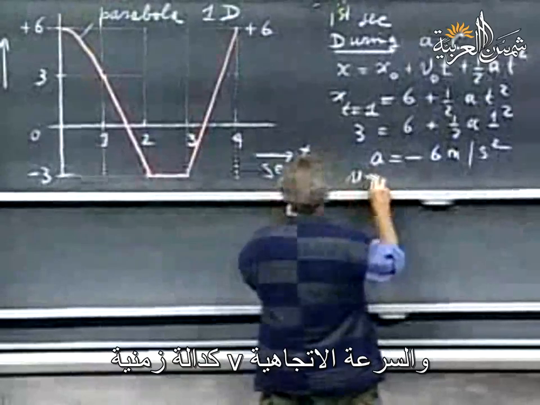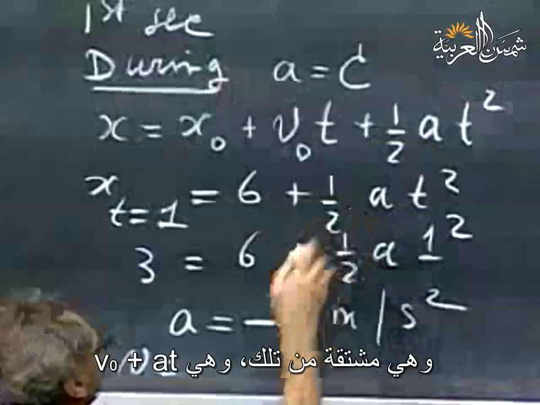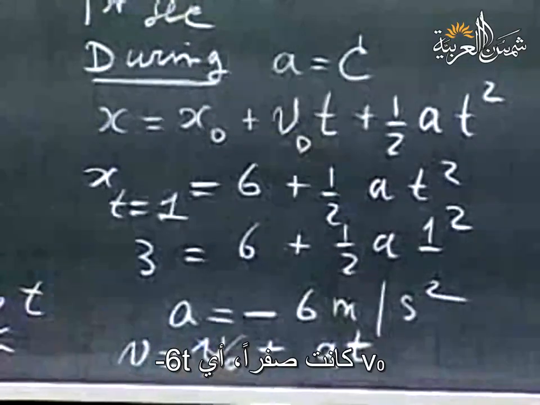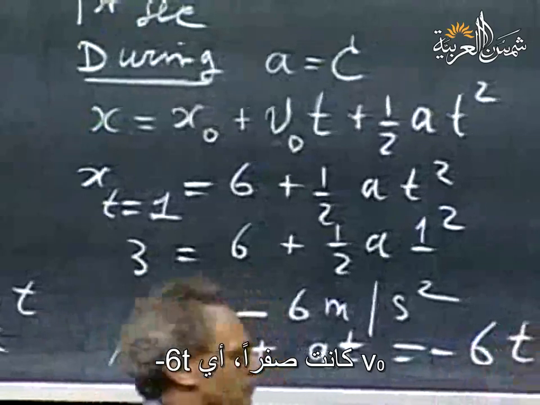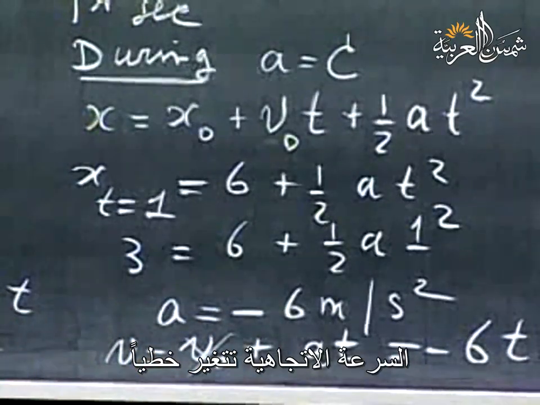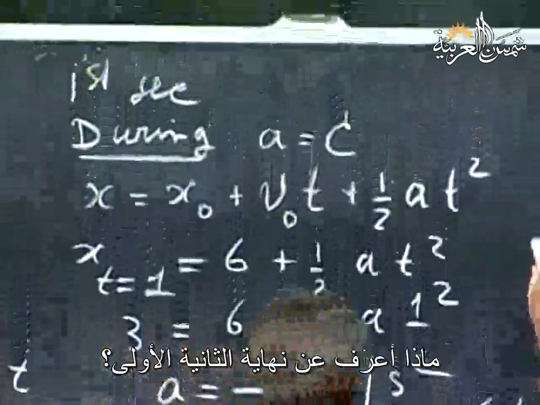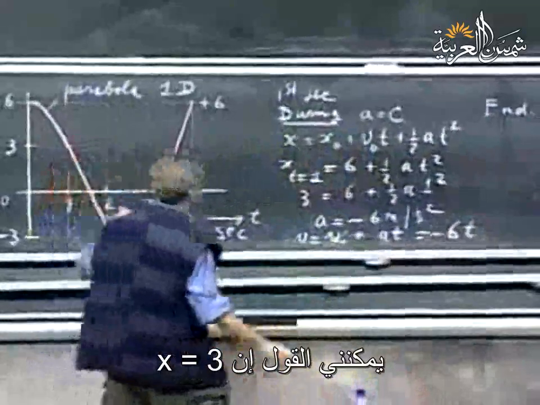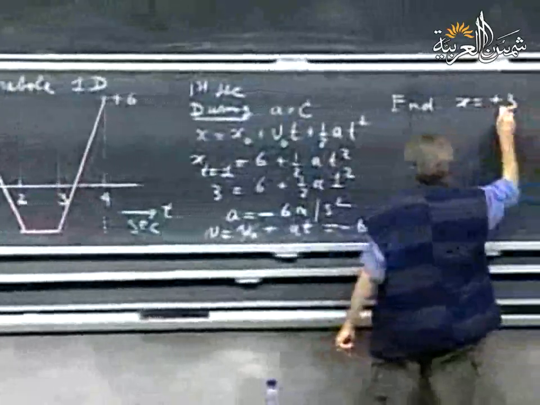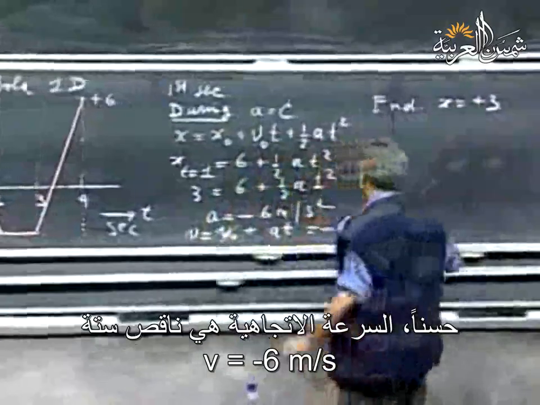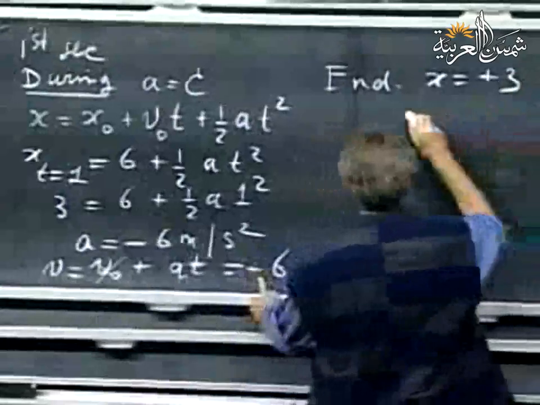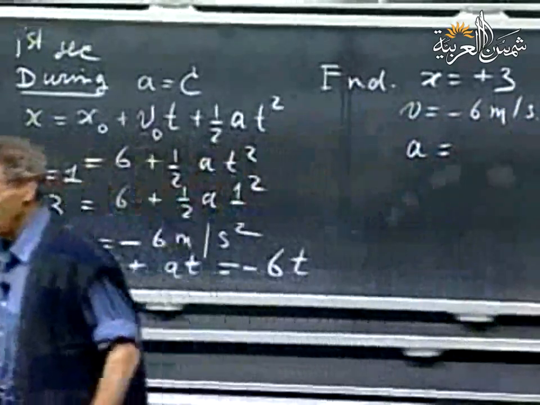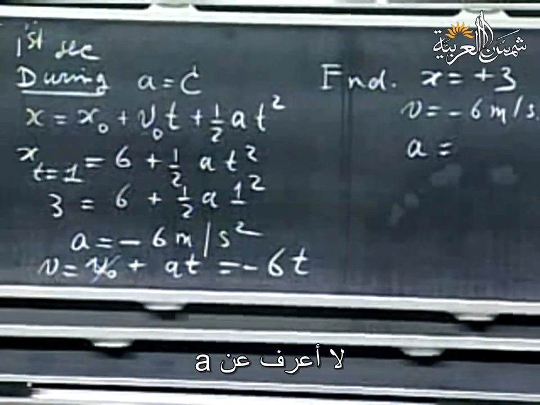And the velocity v, as a function of time, is the derivative of this one, is v0 plus at. v0 was 0, and so that is minus 6 times t. So the velocity is changing in a linear fashion. What do I know about the end of the first second? Well, I can say that x is 3. What do I know about the velocity? Well, the velocity is minus 6. What do I know about a? I don't.